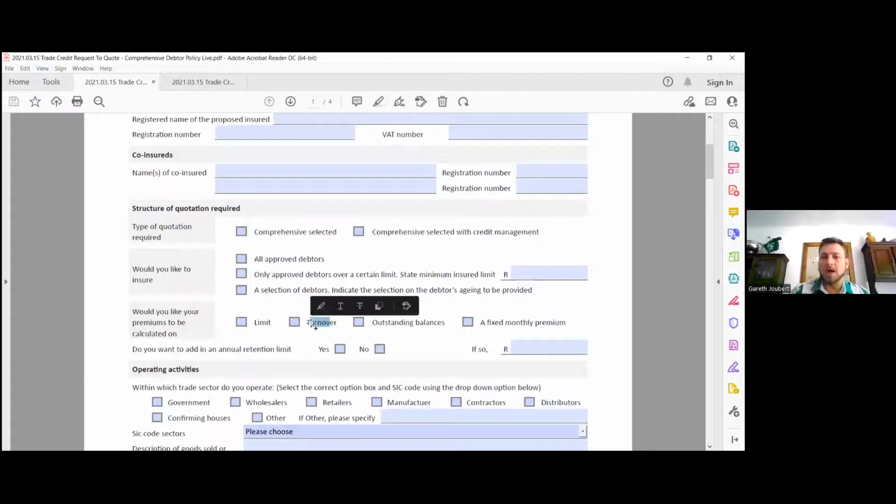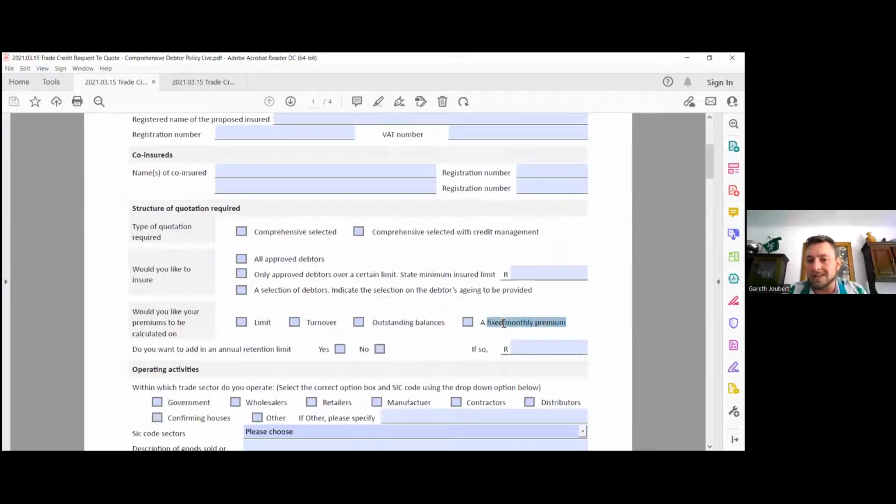On outstanding balances, what that's saying is, if we go back to the original example where we did the 200,000 sales in March and then the 500,000 sales in April, at the end of April the count was at 700,000, then you would declare 700,000. The premium rate is cheaper on outstanding balances than on turnover, because oftentimes outstanding balances is a bigger number.